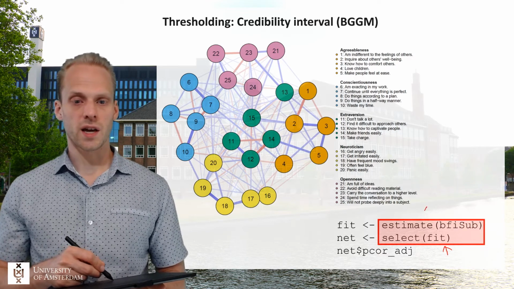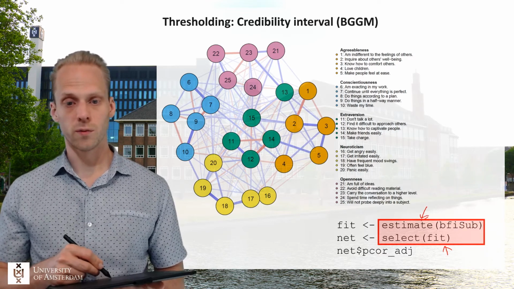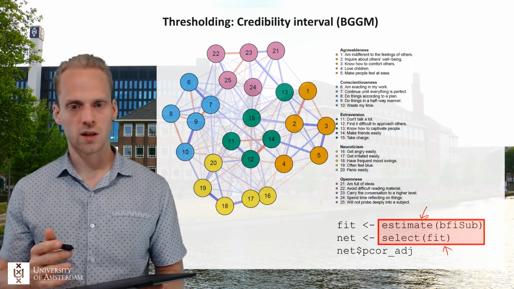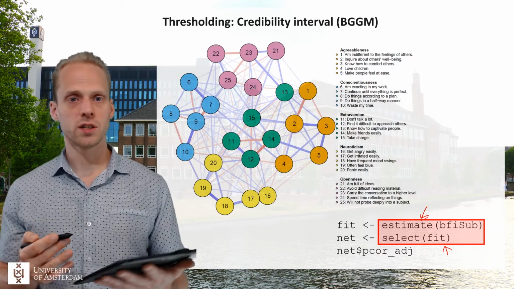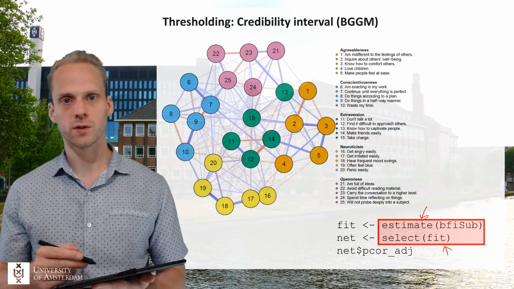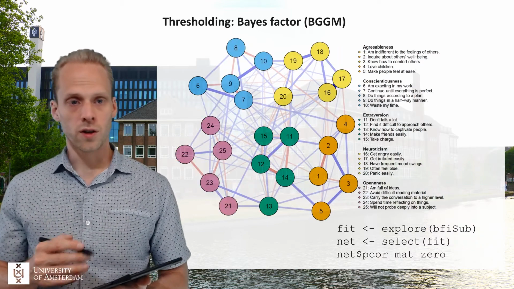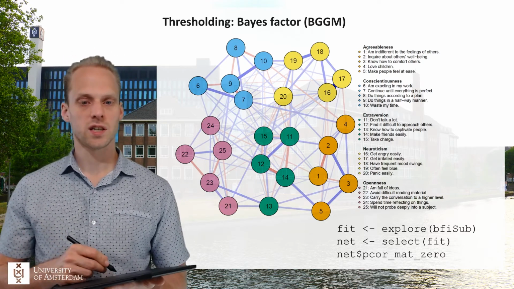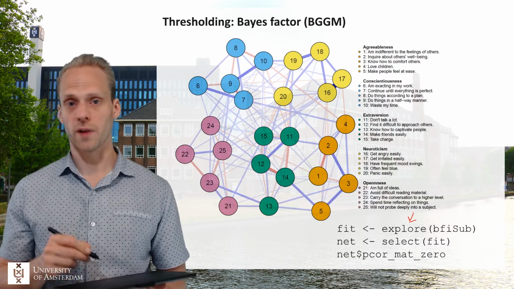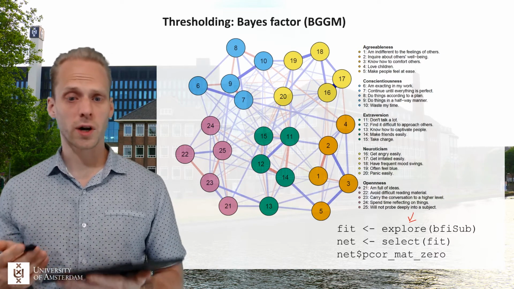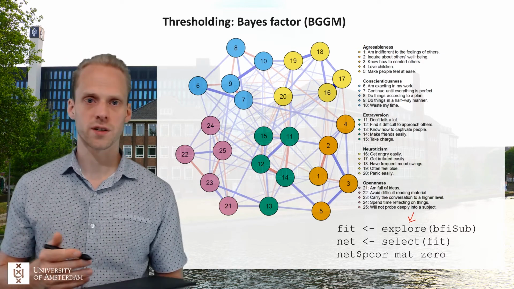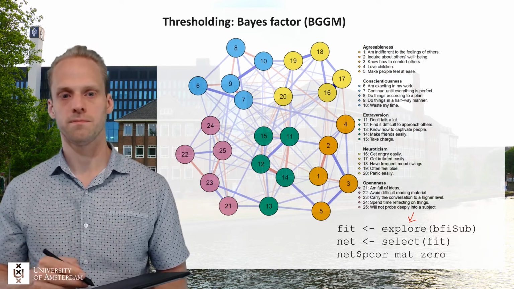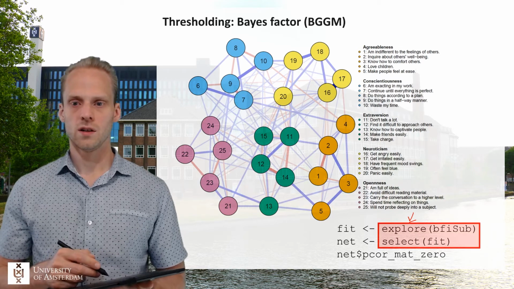After you run the estimate function, that's different from the explore function that I showed earlier, because the only difference really is the prior used, and this one is more appropriate for credibility intervals. You can also threshold based on the Bayes factor in BGGM, and that's the same code, but then you use explore instead of estimate. So explore has priors that are really suited for Bayes factors rather than credibility intervals, but the idea is more or less the same. So that's how we do that.